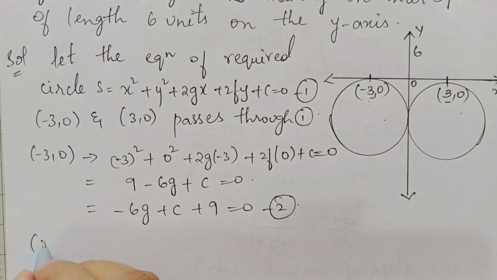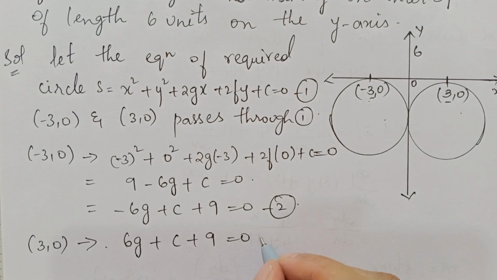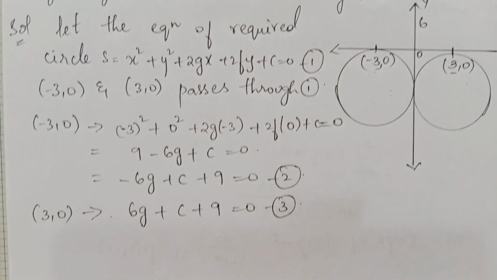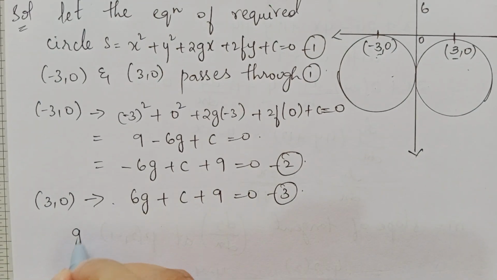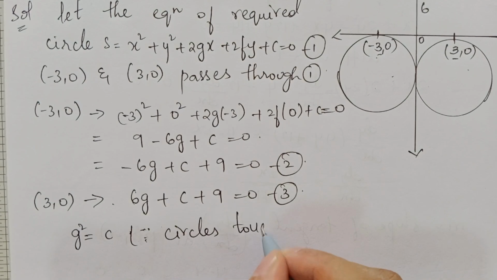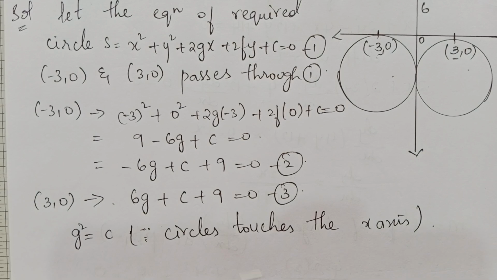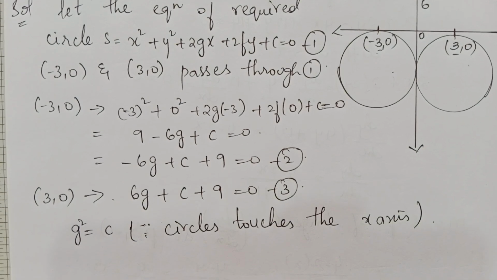Now 3 comma 0 also passes through it, right? So we'll get the same equation but we'll get a positive term, right? So it will be 6g plus c plus 9 equal to 0 as equation 3. Now we need to remember that g square is equal to c, because since the circle touches the x-axis, this is the condition, g square equals to c.